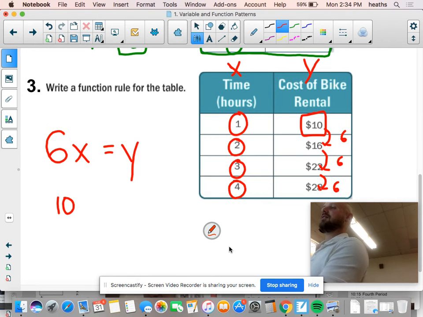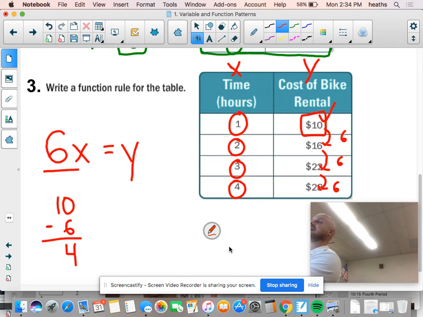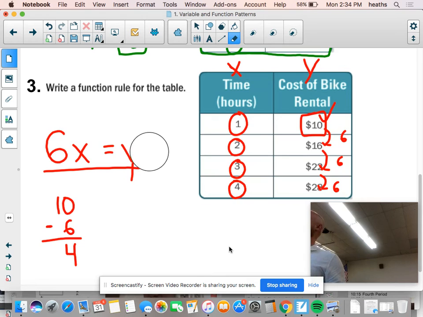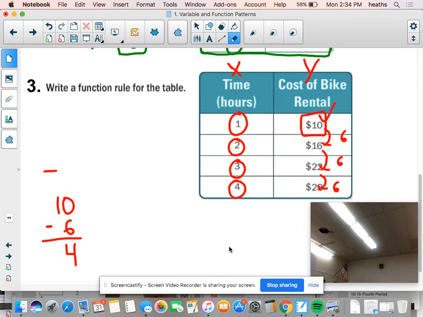So we got to figure out what number we need to add to our function rule. Okay, so 10 minus 6, which again, we shouldn't start at 10 up here. It should start at 6, but instead it starts at 10, which means there's 4 extra dollars in there that we need to account for. So we cannot do this, 6x equals y. Instead, we need to do this.